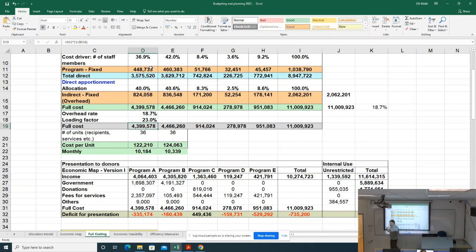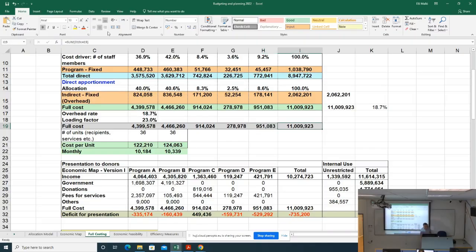Now, note the difference between what I did before and what I do now. Before, I took the number that I want to allocate and multiplied it by the allocation scale. Here, in the gray line, I start with the direct budget, and I add to it the loading factor, the 23%. It will be clearer when you do it yourself. And I do that for each one of the programs. Eventually, I get the full cost of each program.